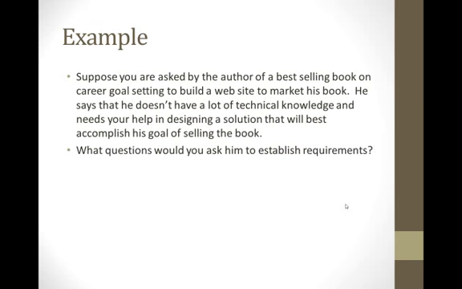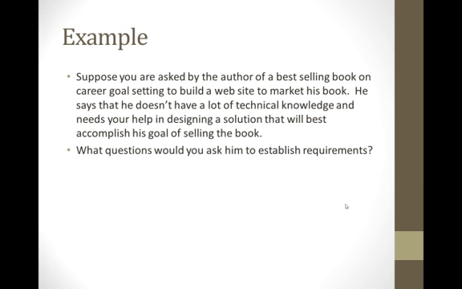Another one would be, what types of information do you want to display? So usually you would expect there to be information about the book. Maybe there is information about the author. Usually there is. Why is he an expert in this area? Does he want to have a blog? Does he have plans to keep the blog ongoing? How easy is it for him to write content for the blog?